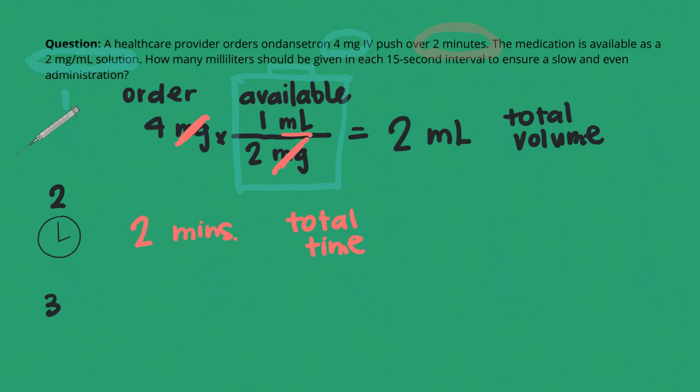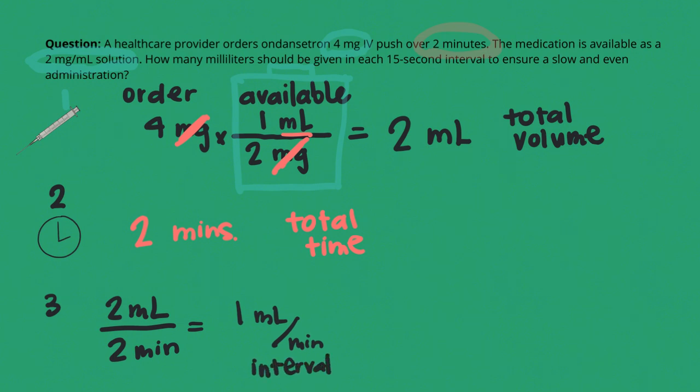So we know that we need to give 2 milliliters in 2 minutes. So back to our volume over our time, milliliters per minute. Only this time we don't want to know per hour like we've done in other calculations. We want to know per minute because we are going to stand there and count this while looking at a watch. So we will simplify this fraction here, 2 milliliters per 2 minutes, and you can simplify that to just 1 milliliter per minute interval. If you want to write interval, that helps you clarify, you can absolutely do that. So 1 milliliter per 1 minute interval.